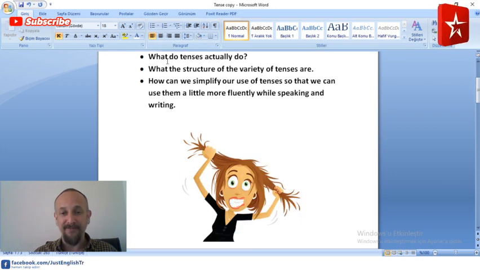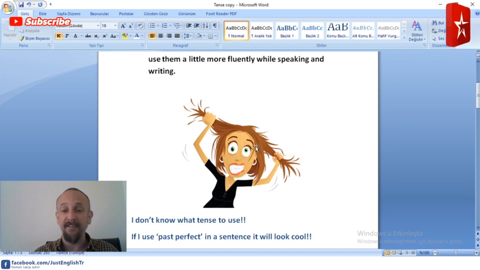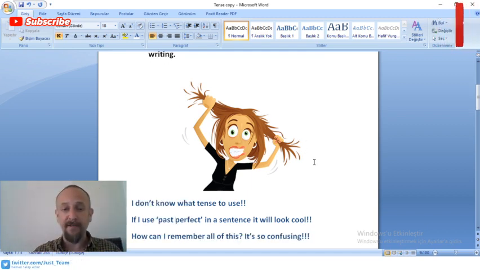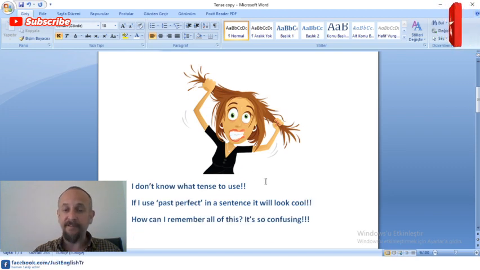For a lot of students, this is what a lot of my upper intermediate and advanced students look like, and TOEFL students as well in the writing section. They often say, I don't know what tense to use. And again, today I hope to actually simplify that for you.